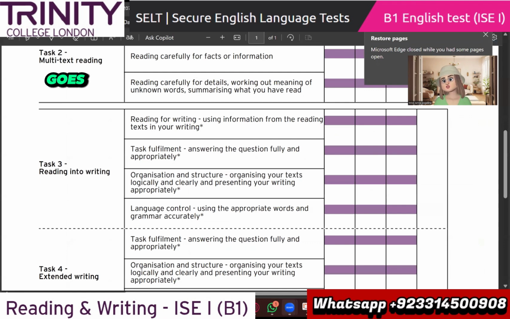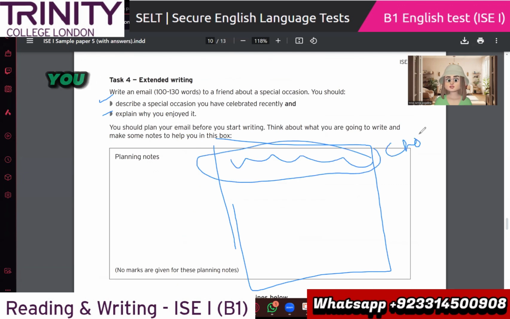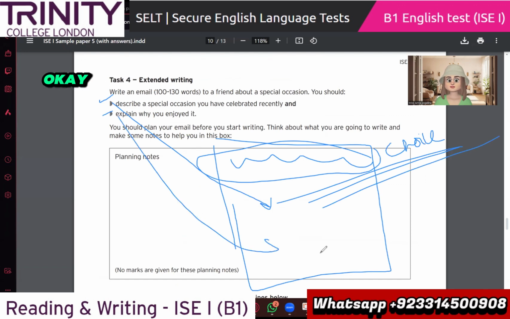Okay, the same thing goes for an email, letter, or whatever. The basic thing is to answer these 2 points. The marks are given for these 2 points. Even if there's a letter, review, article, essay, or whatever, there are no marks for this, okay? This is your choice. If you want to write it, write it. If you don't want to write it, don't write it. But the main thing is this: answer this point.